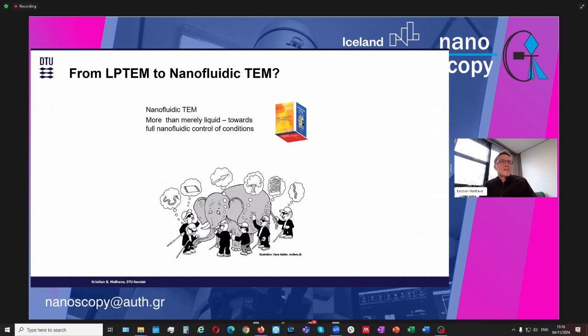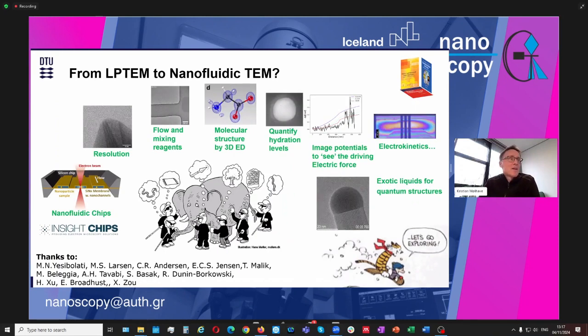And overall, I've taken you through a tour of nanofluidic TEM, where we now begin to have much more control over flow and conditions than what you have available in the commercially available systems today. And I've shown you that we make these nanochannel chips. Here's my cursor. We can get atomic level resolution in them. We can flow and mix in reagents in different ways. We can get molecular structures by electron diffraction. We can begin to quantify hydration levels and measure the mean inner potential. We can image potentials. I didn't have time to talk about electrokinetics, but that's another new thing we're looking into.